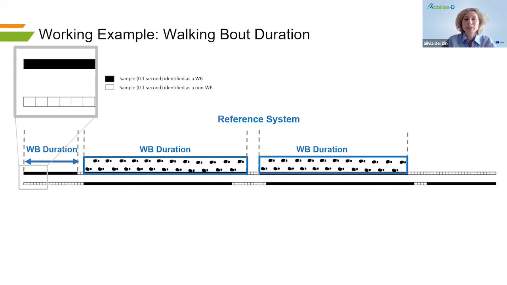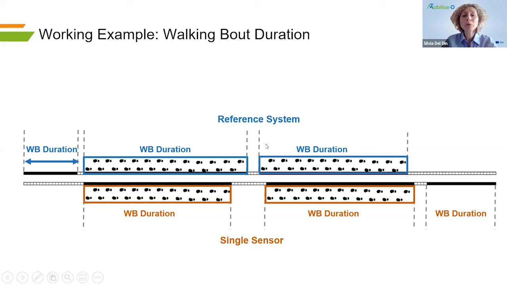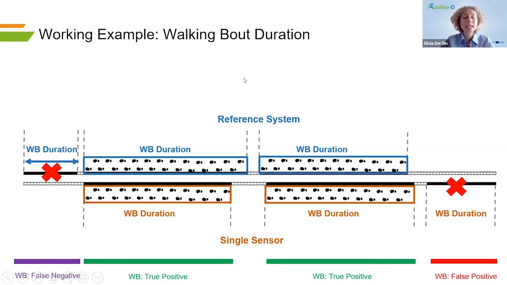When we have a walking bout, obviously, we're going to then identify, for example, one of the DMOs that I've shown you before, which is walking bout duration. How do we do that? Again, we're going to have walking bouts that are identified by the reference system and walking bouts that are identified by the single sensor, and we're going to have a duration for each one of those. Of course, within this specific example, we're going to have a walking bout that can be a false negative, so something that is not detected by the single sensor.